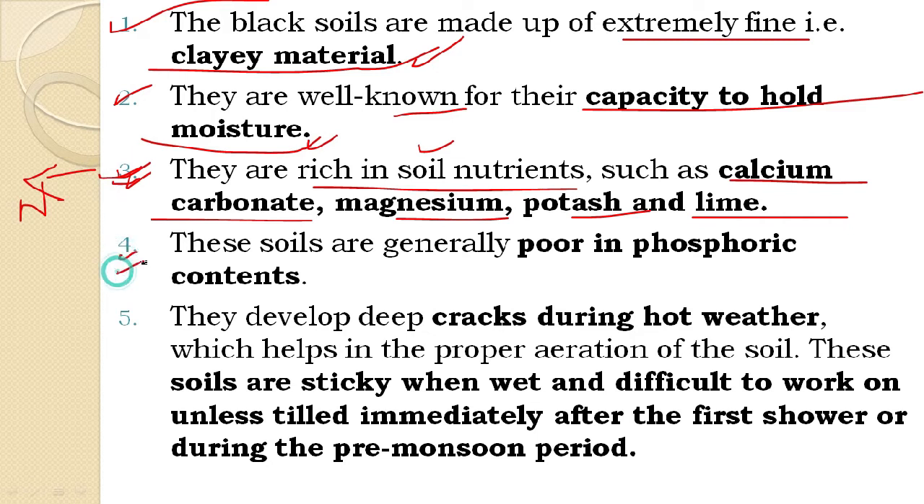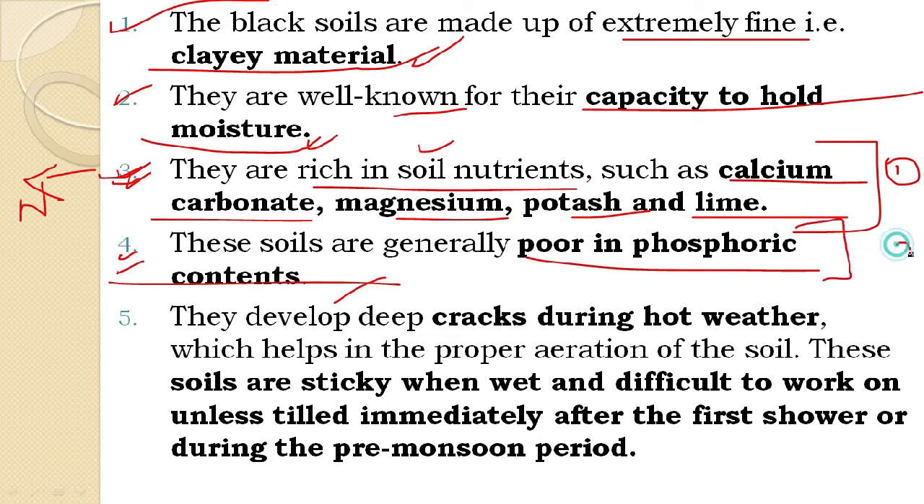In point number 4, we see the soils are generally poor in phosphoric contents. Okay, so rich in these kinds of elements, rich in number 3 and deficient in number 4, in phosphoric contents. Now another characteristic of this type of soil is that they develop deep cracks during hot weather, which helps in the proper aeration of the soil.